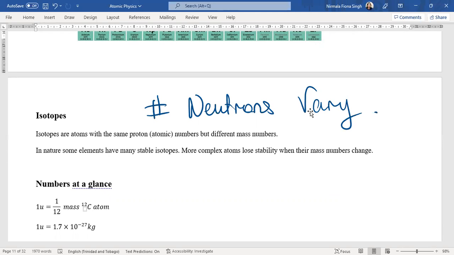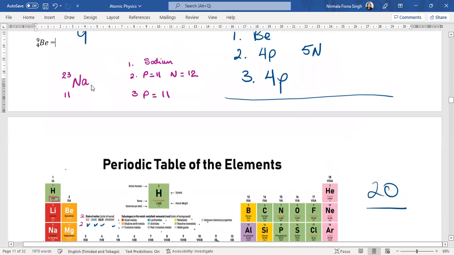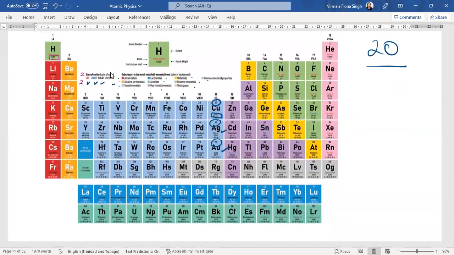In nature, some elements have stable isotopes. More complex atoms lose stability when their mass numbers change. So when you have a big atom, we talk about complex atoms, once you start going past calcium, these are big atoms. All of these are really big atoms, and because they're large, they are less stable.